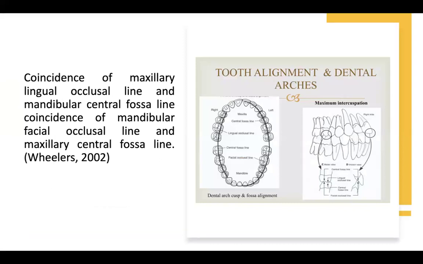Right, so as outlined in this Wheeler's text image, we see that there is a coincidence on occlusion, which we must always try to maintain. So we want to make sure that when we restore a tooth, we really mimic the grooves and the ridges, just to make sure that we have this good intercuspation, what we call the maximum intercuspation.